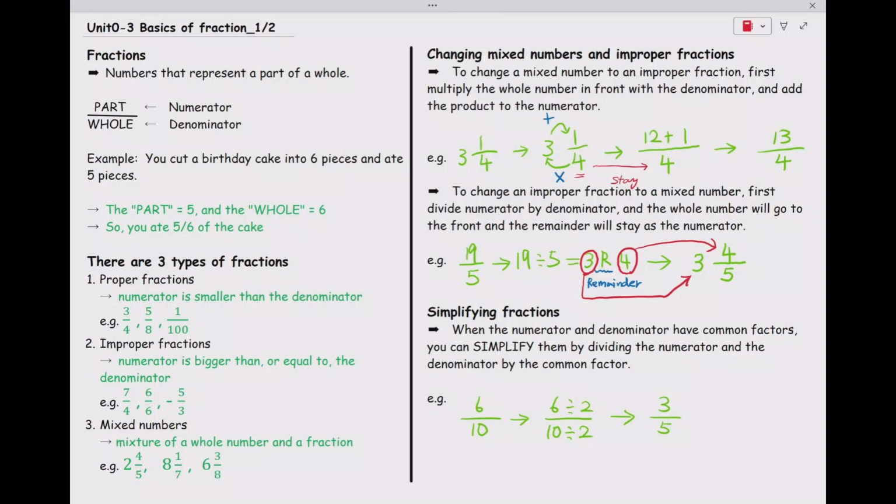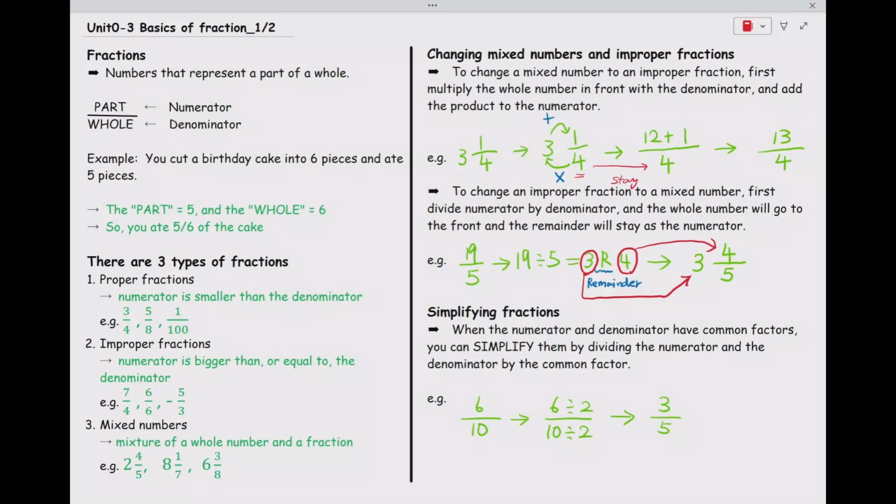Today, we will continue to learn the topics that you need to know before starting high school. This unit is about basics of fractions. Let's start by getting familiar with some basic terminology.